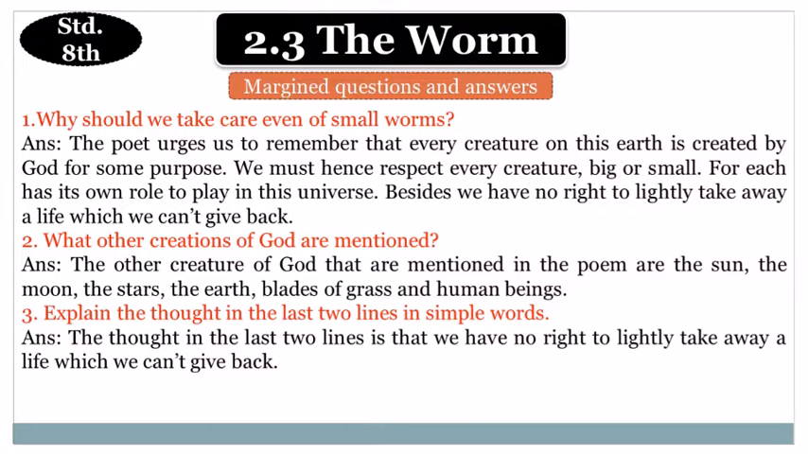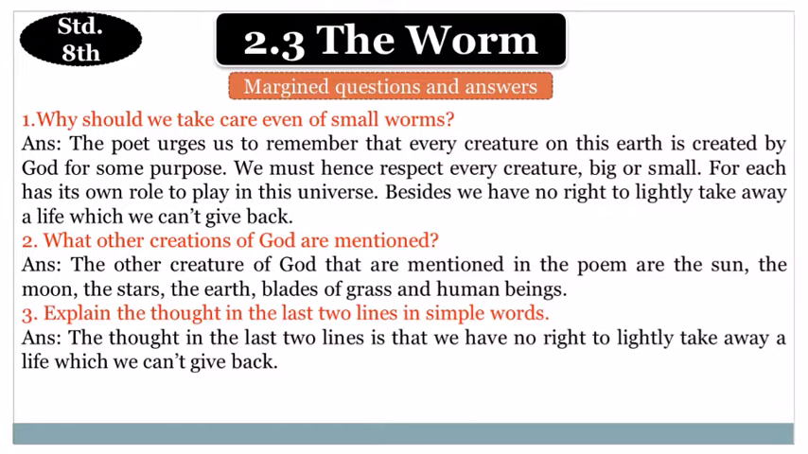Second, what other creations of God are mentioned? The other creatures of God that are mentioned in the poem are the sun, the moon, the stars, the earth, blades of grass, and human beings.